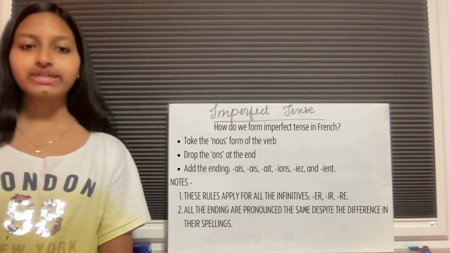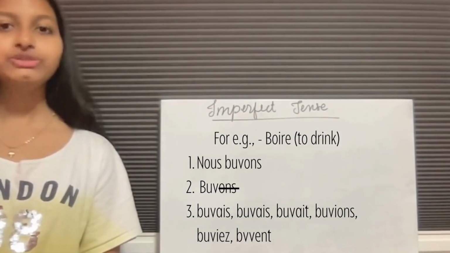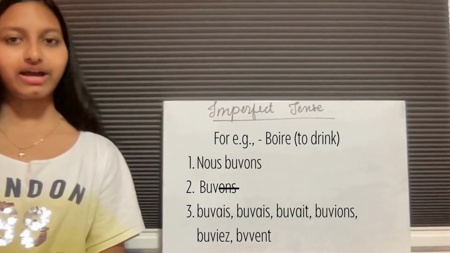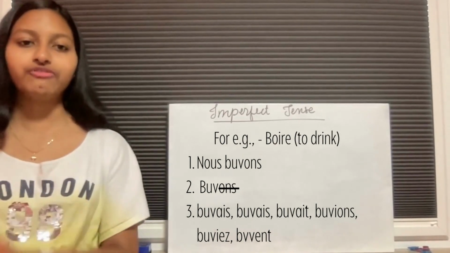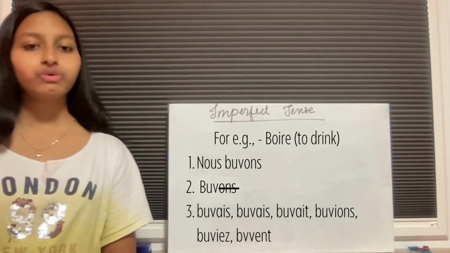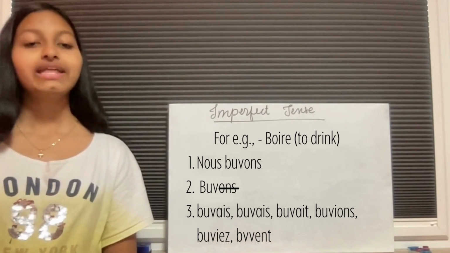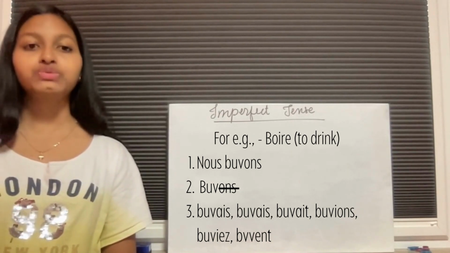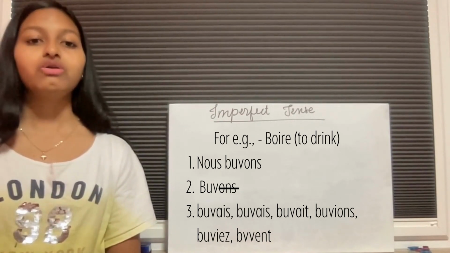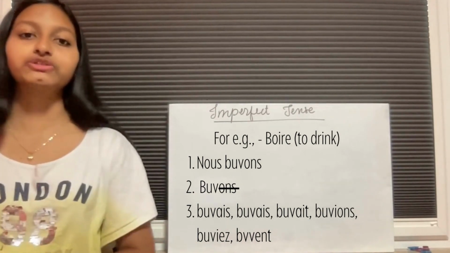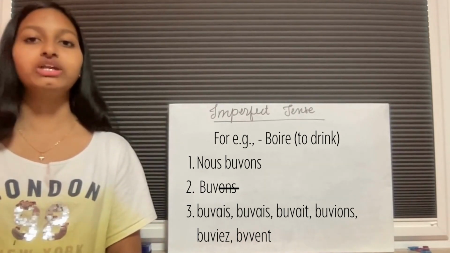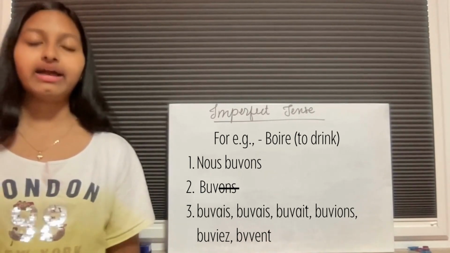Now, let's conjugate a verb. Boire, which means to drink. Since it's an RE verb, we'll follow the steps we described above. First, we'll take the nous form of the verb, which is nous buvons. Then remove the ONS at the end, which would give us BUV. Now, these are the conjugations that we'll do respectively for je, tu, il/elle, nous, vous, ils/elles, by adding the endings that we discussed.